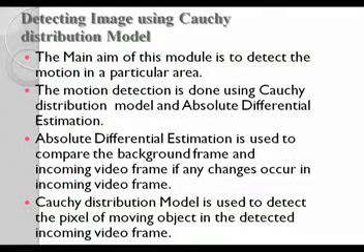The first module is detecting images using the Cauchy distribution model. The main aim of this module is to detect the motion in a particular area. When the camera is on, it will capture the image of the room in the form of video. Each video is divided into 24 frames, and the frames are compared with each other. When this comparison happens, the color image of the video is converted into a black and white image, which in turn has only 2 values, 0 and 1. This conversion happens to reduce the computation time.